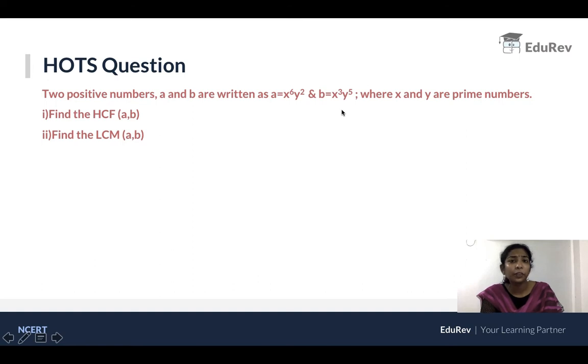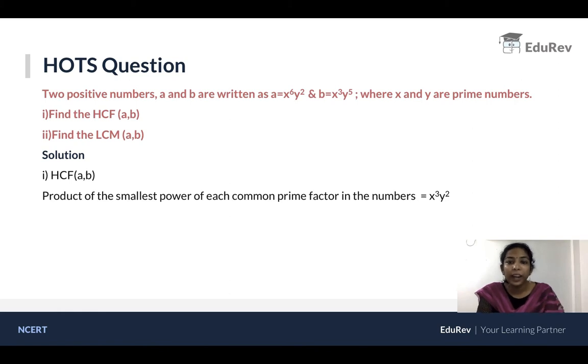They are asking us to find HCF and LCM. How do we find HCF of a, b? HCF is nothing but the smallest power of each common factor that you have to take and multiply them, right? What are the common factors? Both of them have x and y. Now for each term you have to check the smallest power. For b it is x cube, for a it is x power 6. Which is the smaller one? X cube. So you have to take x cube.